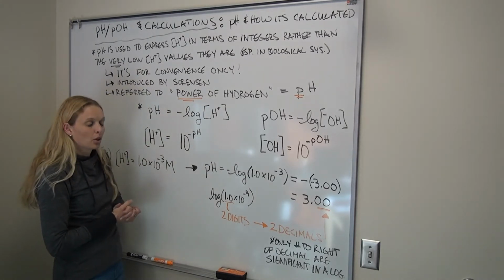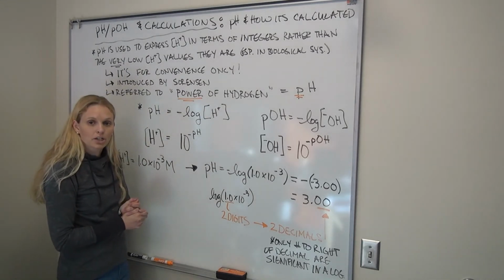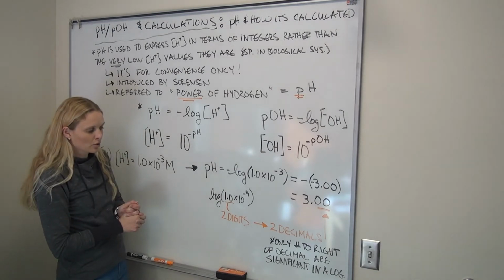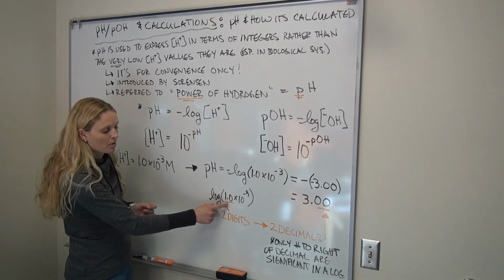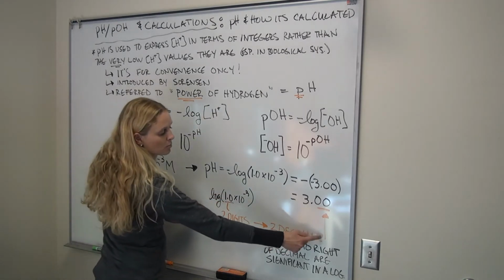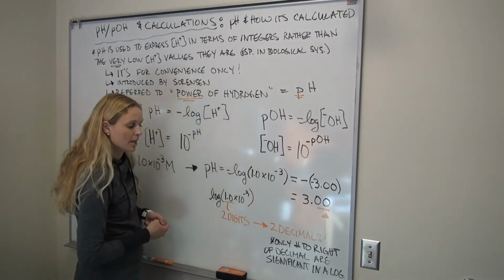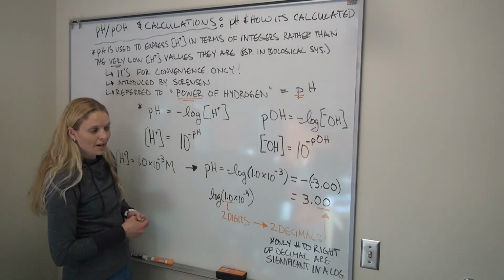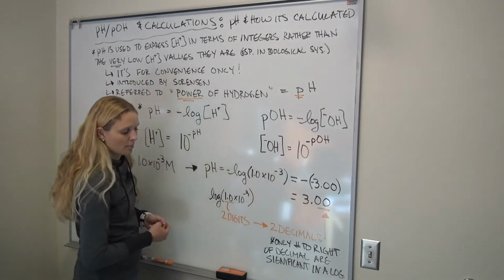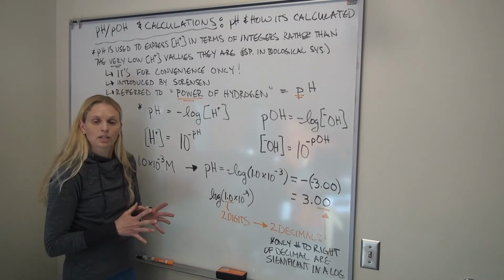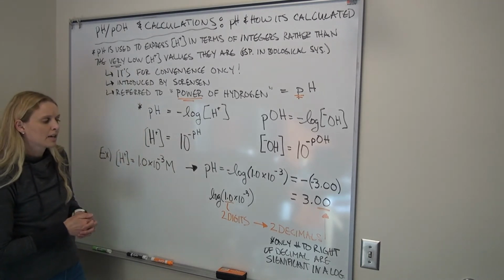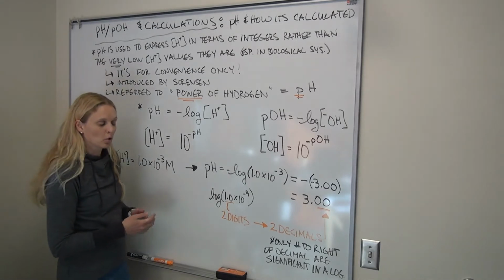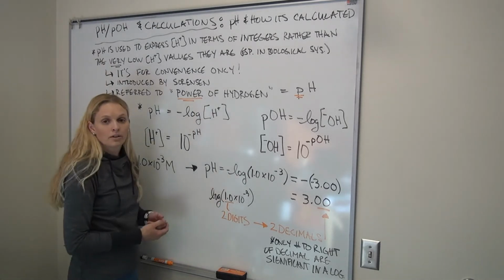Just a note about logs for scientific notation and for how many decimal places we should record. The number of digits in a log number corresponds to the number of decimal places that you would record on the pH. So only the numbers to the right of the decimal place are the significant numbers in a log function.